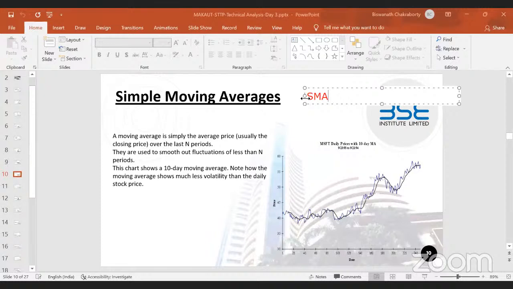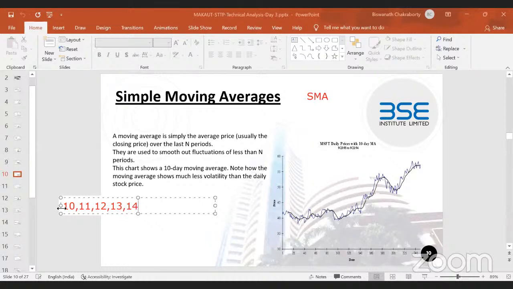So this is a very, very common indicator for traders. Even I very carefully watch the simple moving average or any other moving averages to assess whether I am in a correct trend or not. A simple moving average is simply the average price, usually the closing price over the last N periods. For example, if I have 5 days of data, the figures are 10, 11, 12, 13, 14. So this is the 5 days closing price.